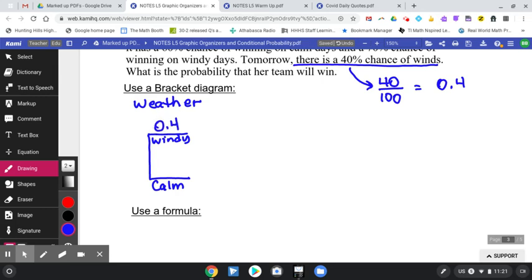Now, they don't talk about probability of calm, but if there's a 40% chance that it's windy, that means that there is a 60% chance that it's calm, because those are complementary events. They have to add up to 1. All right, so we've got the probability for weather in there. Now let's also look at the other probability we're talking about, which is the game results.